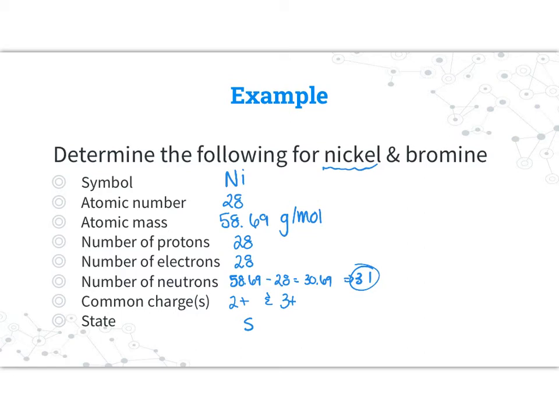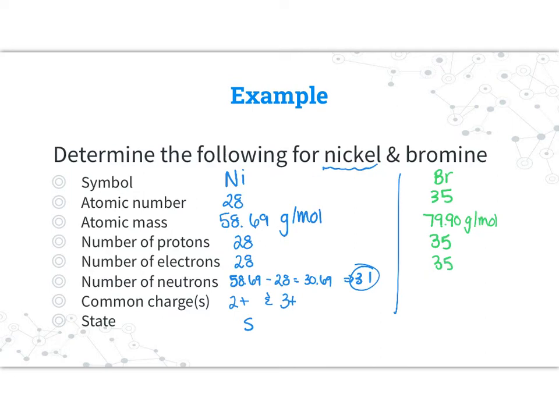Bromine, on the other hand, has a symbol of Br. Bromine's atomic number is 35. Its atomic mass is 79.90 grams per mole. The number of protons in bromine is 35, always equal to the atomic number. The number of electrons is equal to the number of protons. Therefore, there are 35 electrons.